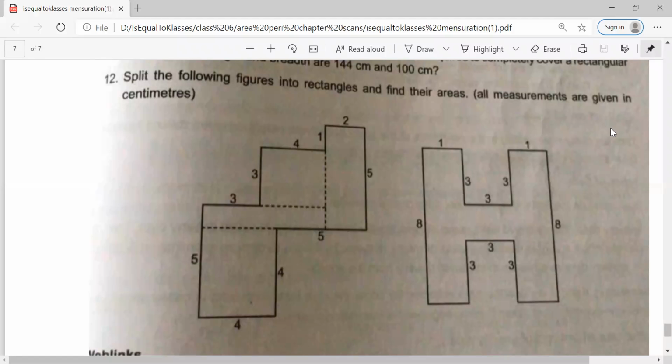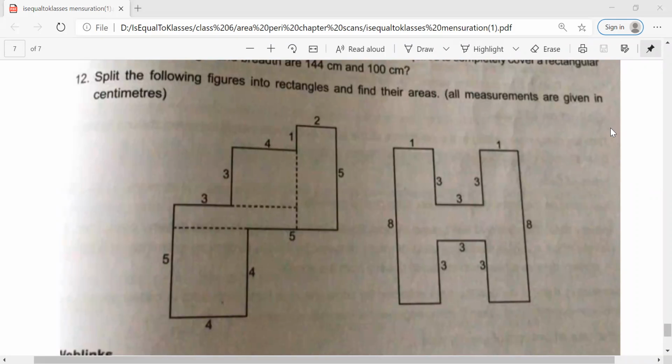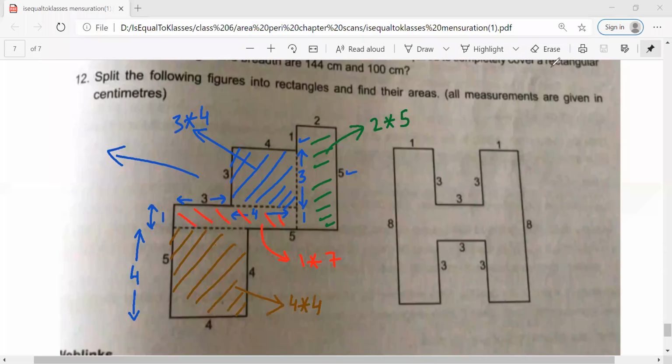Okay. So Sarthak, what is the answer for this? First figure? I wasn't able to do it. Satya? Sir, I did it, but I don't have it right now. Okay. Let us try to make simple figures out of this. Sarthak, have you understood? Any doubt? Satya, any doubt? No, sir.